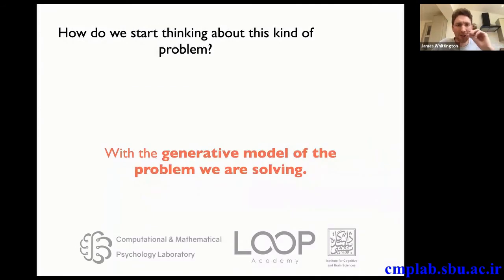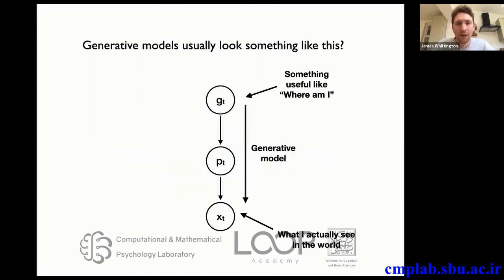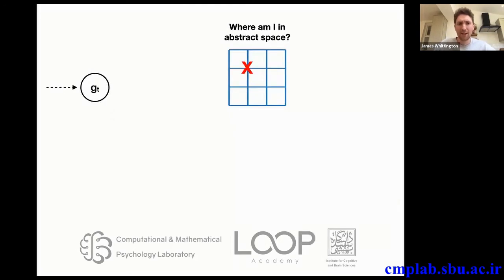Okay, so how do we start thinking about this problem? I'm going to try to think about it by writing down the generative model of the problem that we're trying to solve. And I'm going to go through this bit. It doesn't matter if you haven't seen generative models before, because I'll hopefully explain it in a more intuitive way afterwards as well. Okay, so generative models normally look something like this. They have these variables that are connected to each other somehow. And in our problem, it's going to be something along the lines of, where am I in my abstraction? And we're going to try to generate what I actually see. Okay, so let's think about that a bit more.